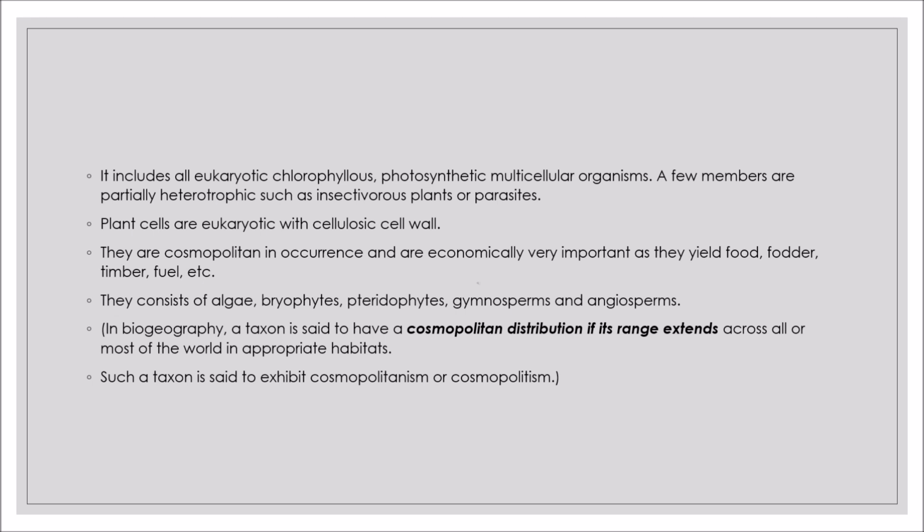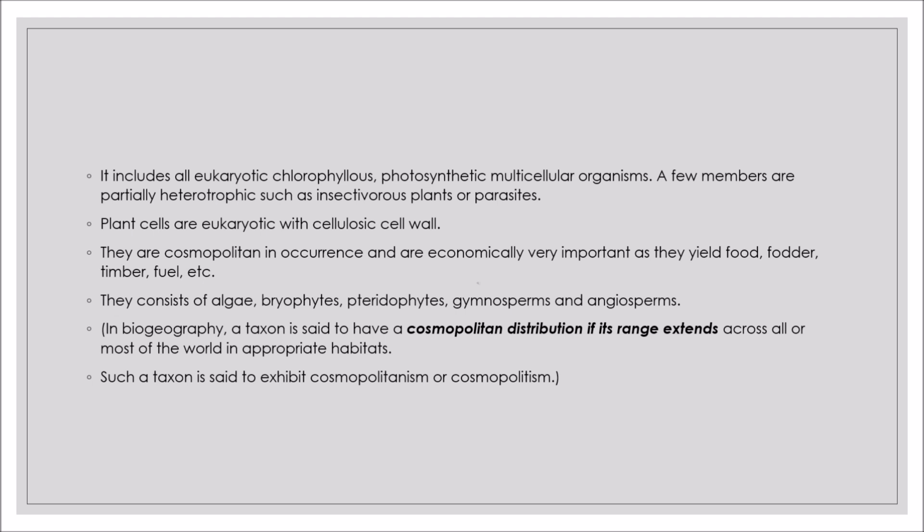According to biogeography, a taxon is said to have a cosmopolitan distribution if its range extends across all or most of the world in appropriate habitats. Such categories are said to show cosmopolitanism or cosmopolitism. For denoting how plants are distributed, they have given this term, so that you should know that plants are present everywhere. That is why it's called cosmopolitan in occurrence.